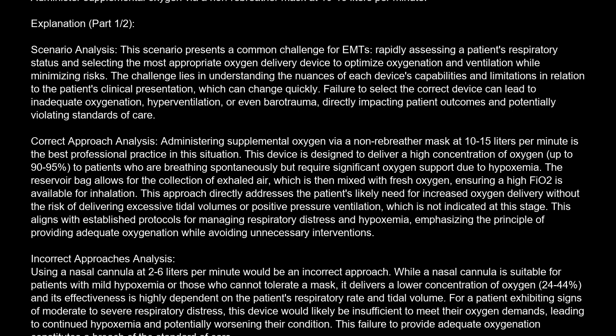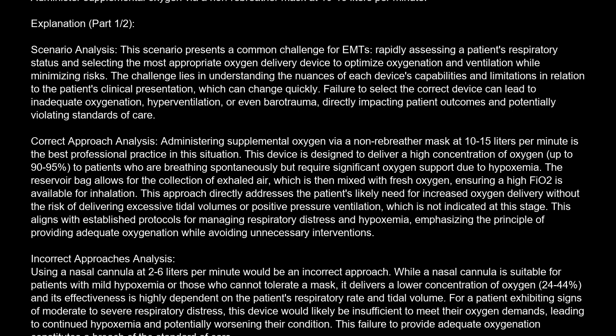Using a nasal cannula at 2-6 liters per minute would be an incorrect approach. While a nasal cannula is suitable for patients with mild hypoxemia or those who cannot tolerate a mask, it delivers a lower concentration of oxygen, 24-44%, and its effectiveness is highly dependent on the patient's respiratory rate and tidal volume. For a patient exhibiting signs of moderate to severe respiratory distress, this device would likely be insufficient to meet their oxygen demands, leading to continued hypoxemia and potentially worsening their condition. This failure to provide adequate oxygenation constitutes a breach of the standard of care.